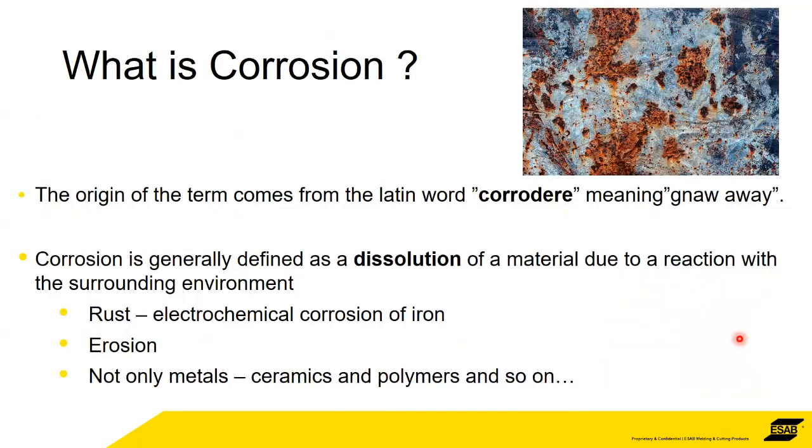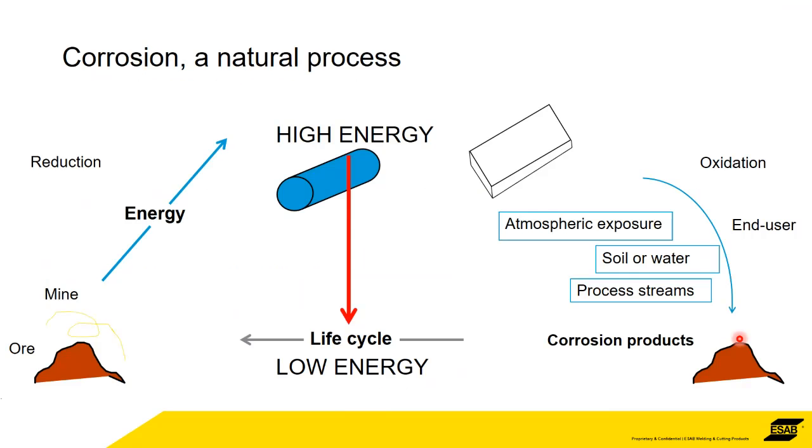So what is corrosion? It originates from the Latin word corrodere, meaning gnaw away, and it's defined as a dissolution of material due to a reaction with the surrounding environment. Rust is a common one that we used to see a lot on cars, not so much these days. That's the electrochemical corrosion of iron. Corrosion attacks metals, but it's not only metals. Ceramics and polymers also suffer from corrosion, for example. So it's a very natural process.